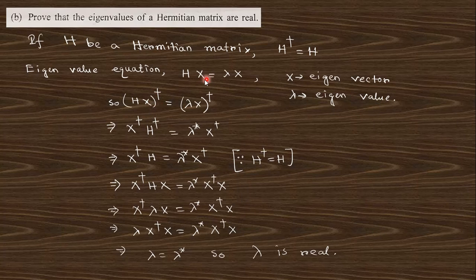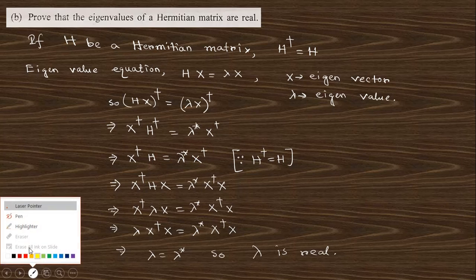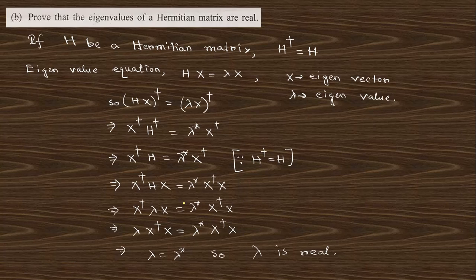If we take the dagger on both sides of this eigenvalue equation, we get x dagger H dagger. Lambda is a number, so you can write it anywhere. Dagger is the complex conjugate, that's why we write this star, and this is x star. Since H is Hermitian, H dagger will be H. So on the right hand side, multiply by x from the right hand side.